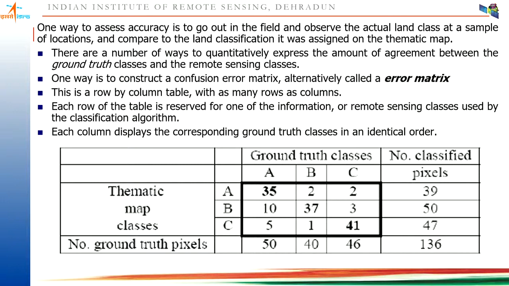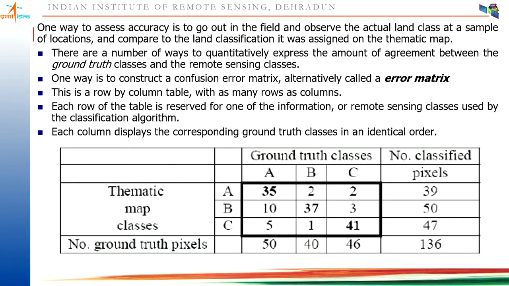Now suppose in my classified image I have selected 136 random points. Okay, and these 136 random points are in my classes: we have category A, category B, category C. That means class A, B, C. It can be forest, water, urban. It can be any three classes. So we have three classes in my classified image.